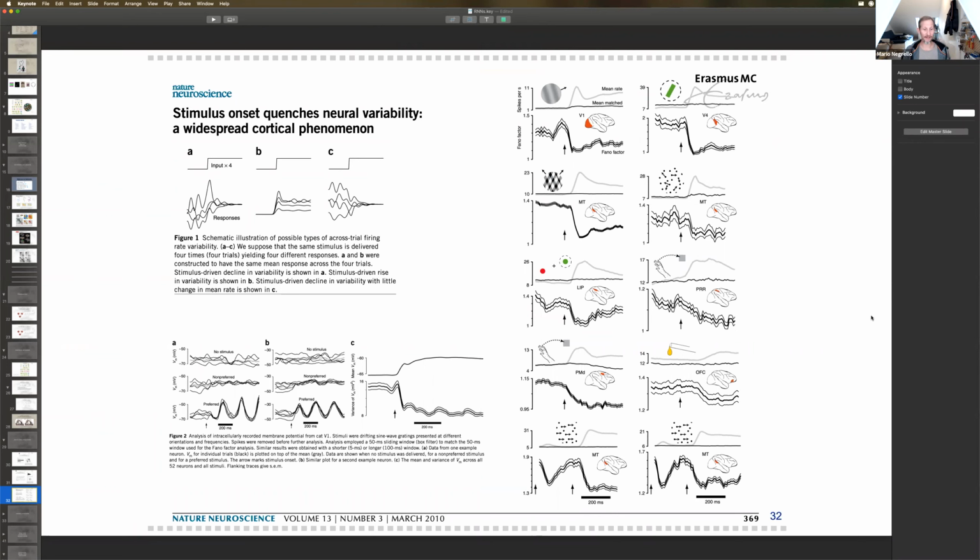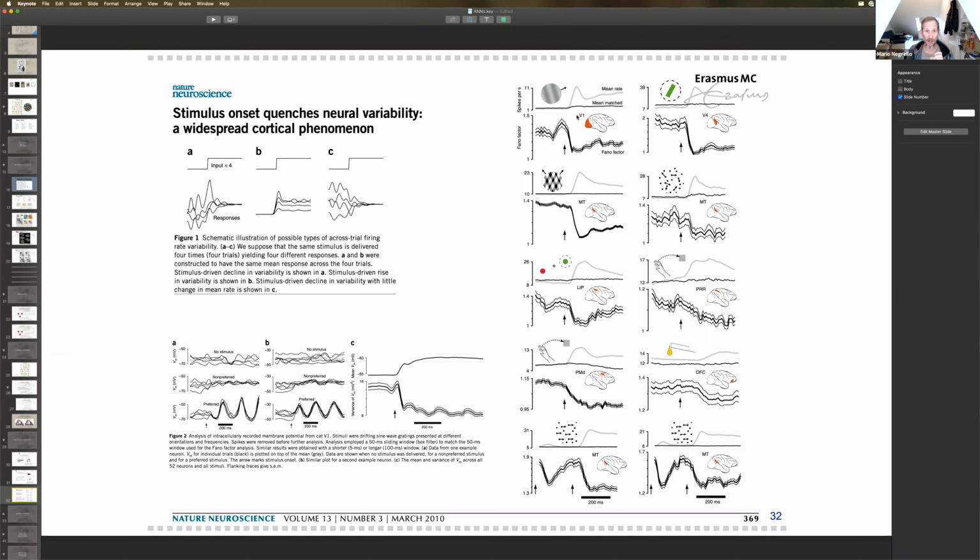The Fano factor computes the ratio between the standard deviation and the mean of a variable. So it is basically a simple measure of the amplitude of the variability. And here, let's focus for the moment on the figure on the right side of the slide.